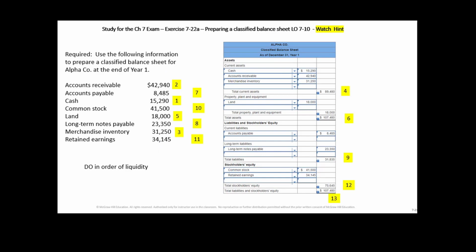But anyway, that's it. Like I said, the final cross check would be to make sure that total assets on the left are equal to what's on the right, so liabilities plus stockholders' equity. And if they equal, you're all good.